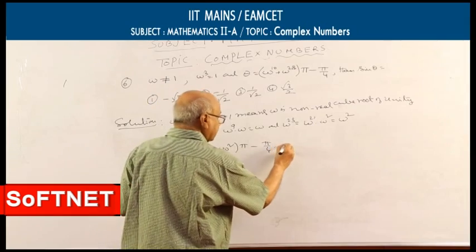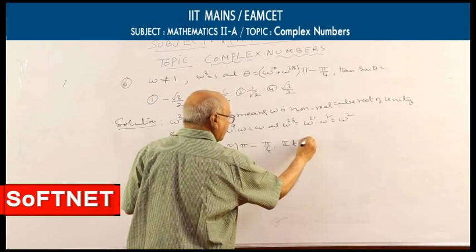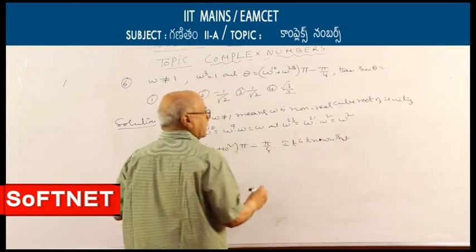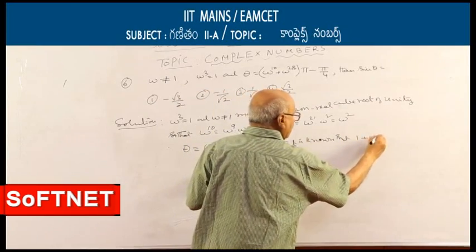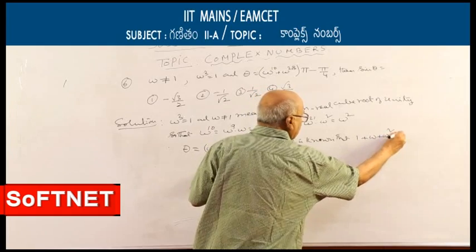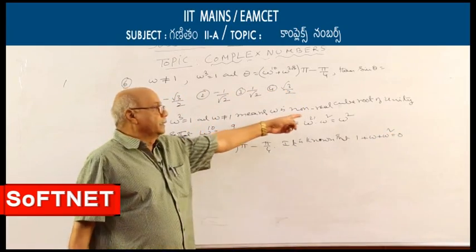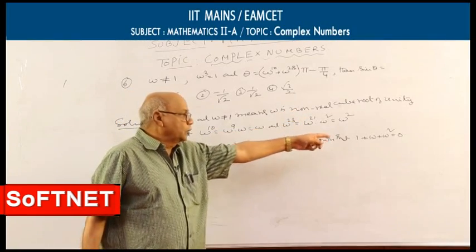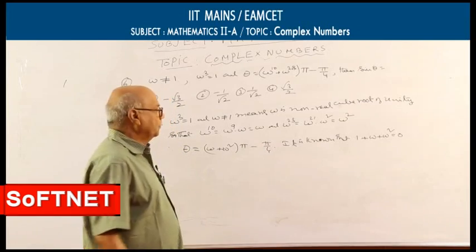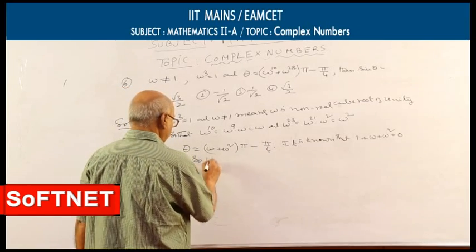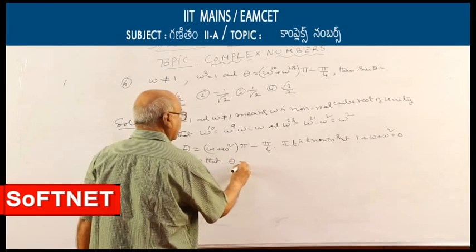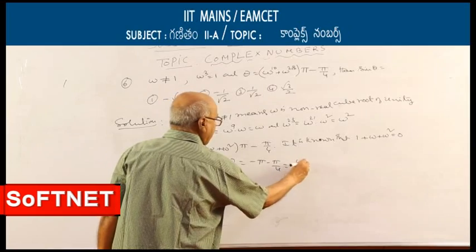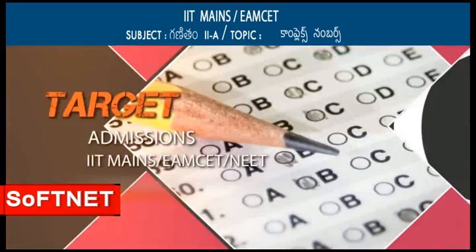But it is known that 1 plus omega plus omega square is equal to 0, because omega is a non-real cube root of unity. So everybody knows that 1 plus omega plus omega square is equal to 0. So that theta is equal to minus pi by 4, which is minus 5 pi by 4.